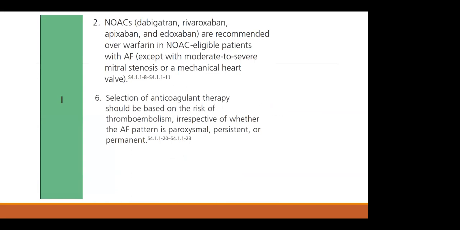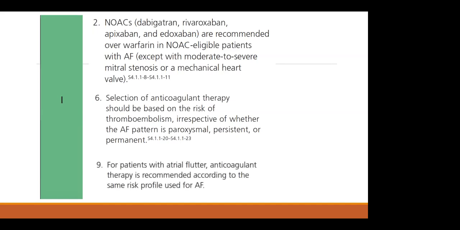So if the patient now has sinus rhythm with a history of AF, the risk of thromboembolism is the same in paroxysmal as in patients with persistent or permanent atrial fibrillation. And importantly also, the risk of stroke with atrial flutter is the same as atrial fibrillation. So anticoagulant therapy is recommended according to the same risk profile used for atrial fibrillation.